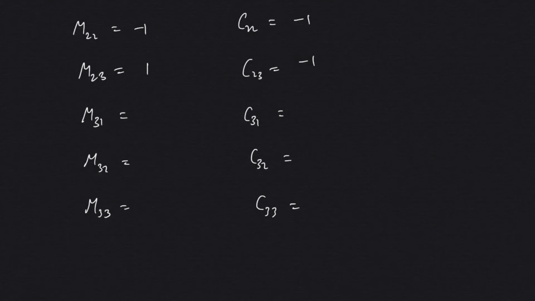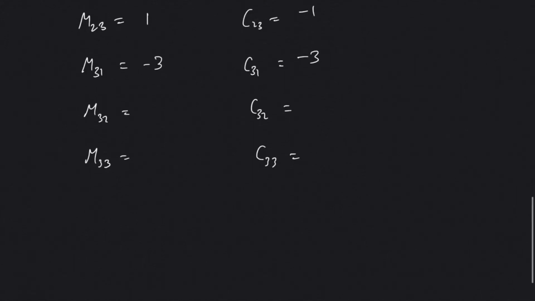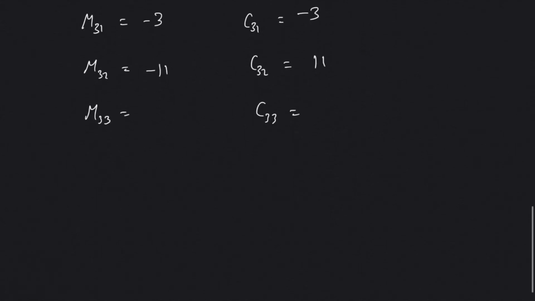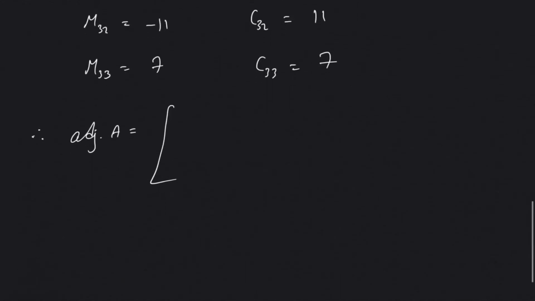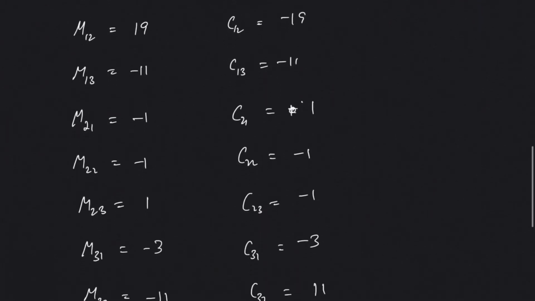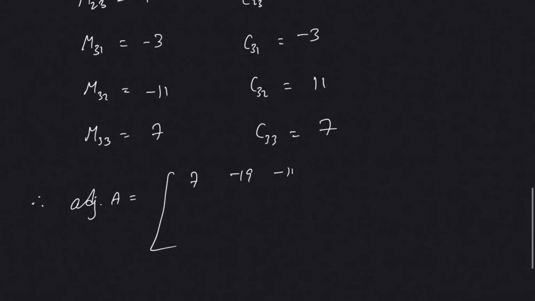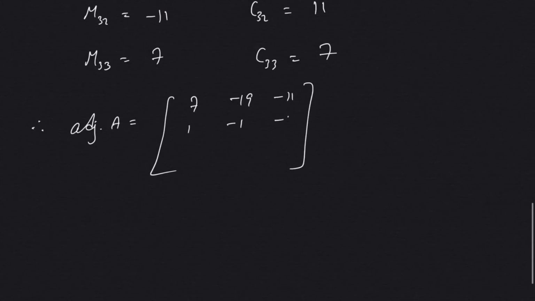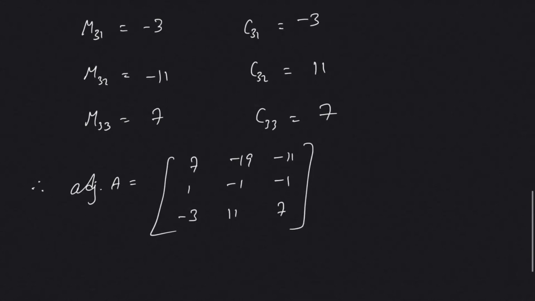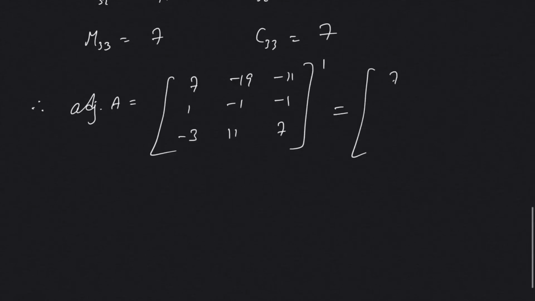C32, C33, so that will be M31 minus 3, no changes. M32 minus 11, so the cofactor will be 11. 7, so that will be 7. So therefore the adjoint of our matrix, we are proceeding to find out the inverse first. So adjoint of our matrix will be the transpose of 7, minus 19, minus 11; 1, minus 1, minus 1; minus 3, 11, 7. So the adjoint of our given matrix will be 7, 1, minus 3; minus 19, minus 1, 11; minus 11, minus 1, 7. So this is our adjoint.